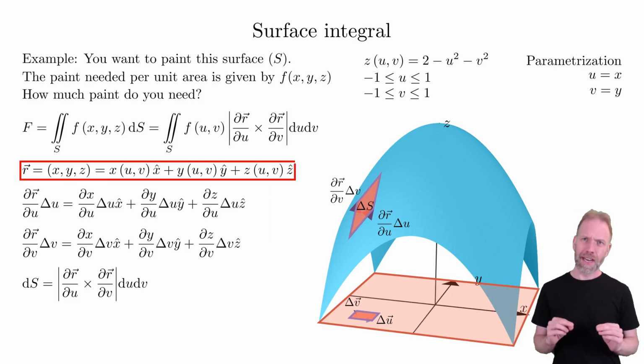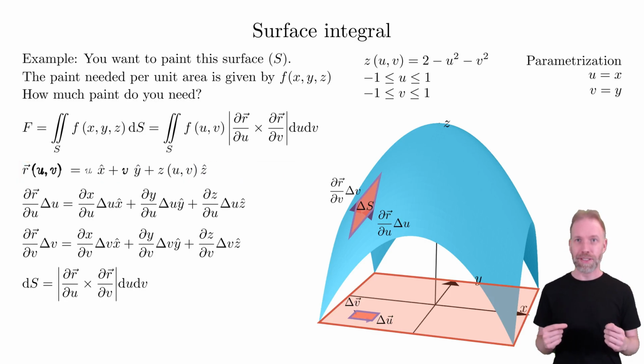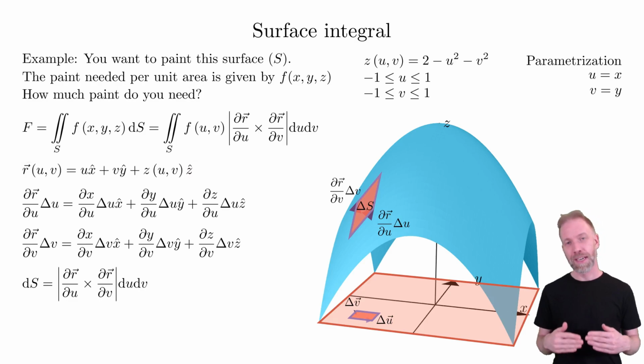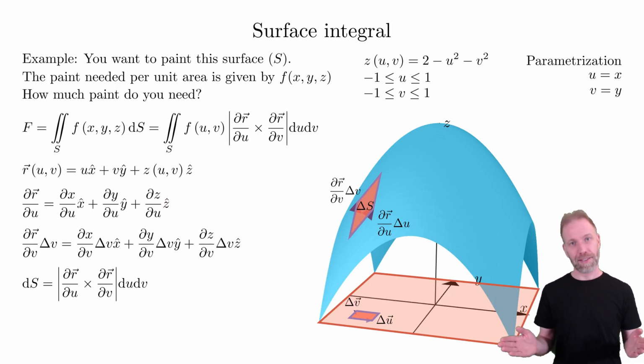We continue and update the position vector r by writing it in terms of u and v. We simply get that r is u x hat plus v y hat plus z of u and v z hat. Next is to look at the vectors. Start by dividing with delta u. And the same for delta v.